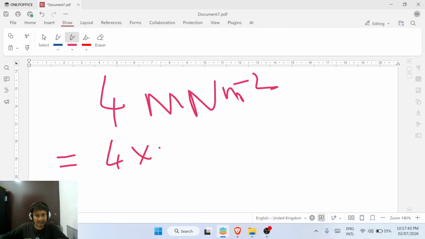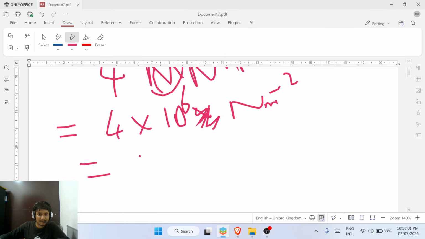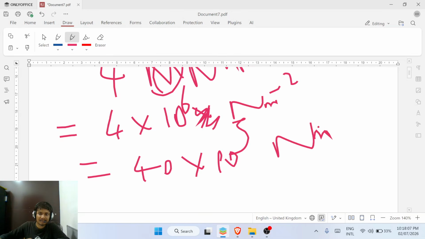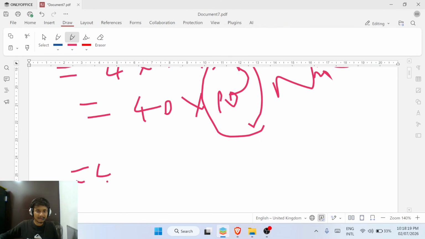Okay, in the last lecture we discussed 4 × 10, mega means 10 to the power 6, N m^-2. So 4 × 10 to the power 6. I substitute 10 to the power 6 instead of mega. Okay, 4 × 10^6. Now I can write this as 40 × 10^5 N m^-2. Why? Because I want to convert to bar. Therefore, I have to split the 10 to the power 5 separately to get bar. Now 40 × 1 × 10 to the power 5 Pascal.